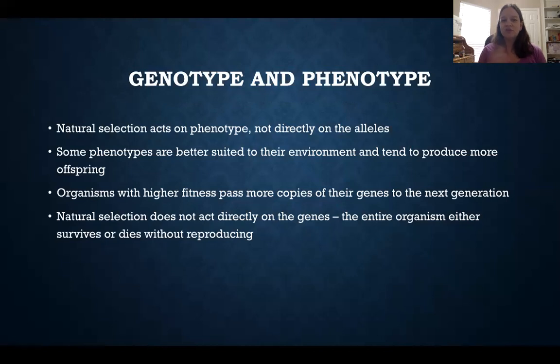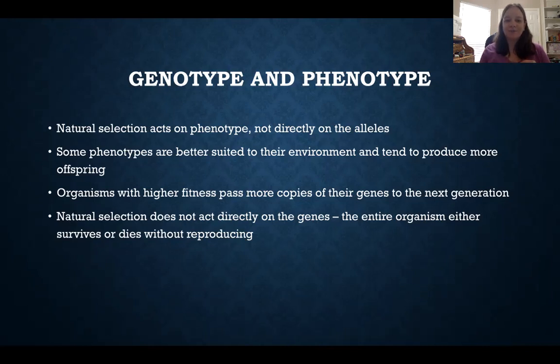So a review: genotype is your genetics, right? What alleles did you get? And phenotype is how that presents itself. What does that look like? So natural selection is going to act on your phenotype. We talked about finches, and how finches that had bigger, stronger beaks were able to eat bigger, harder seeds, and so they could survive. So it's the phenotype, the fact that they have these big beaks, not the alleles that they got for those big beaks. Natural selection is acting directly on phenotype and then indirectly on your alleles.